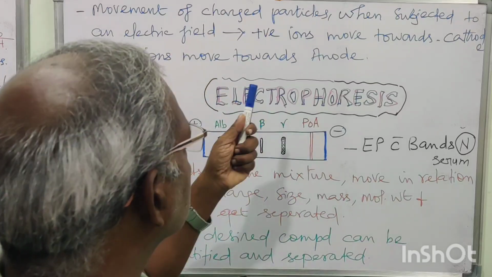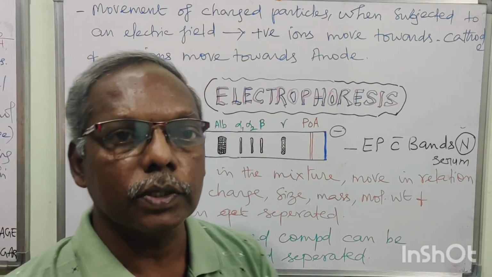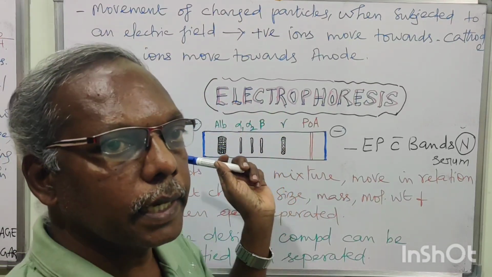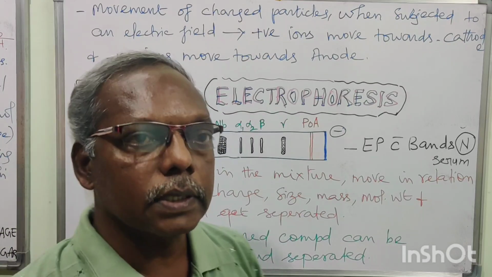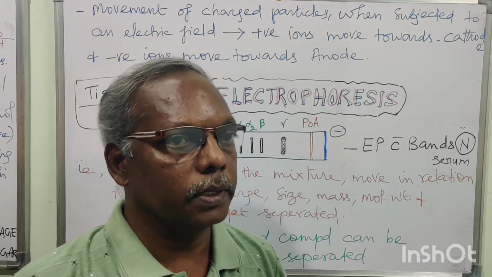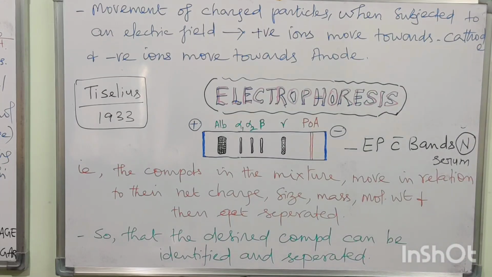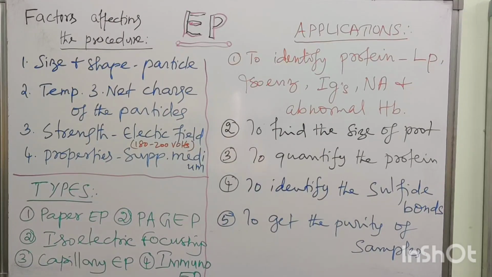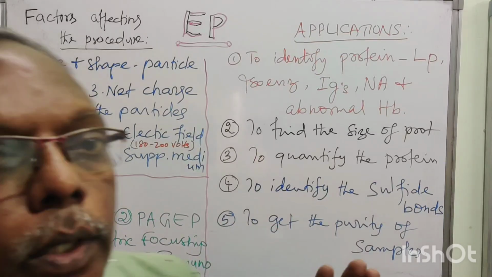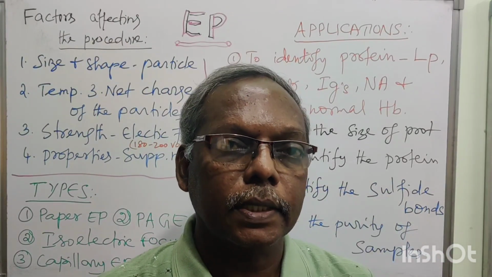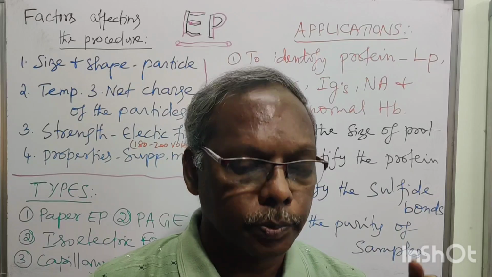Okay, so this electrophoresis technique was invented by Tiselius in 1933 for the separation of plasma proteins. Now we are going to see what are all the factors which will affect the electrophoresis procedure.